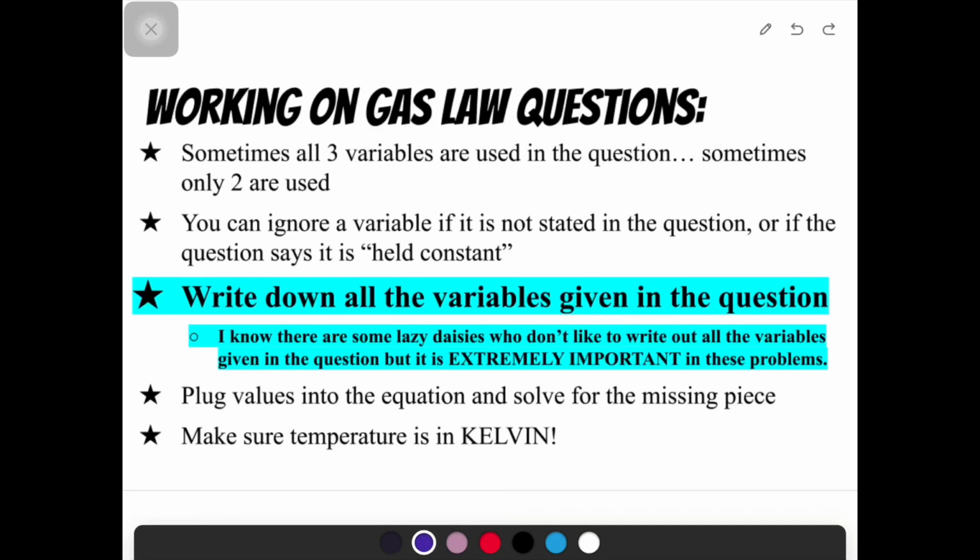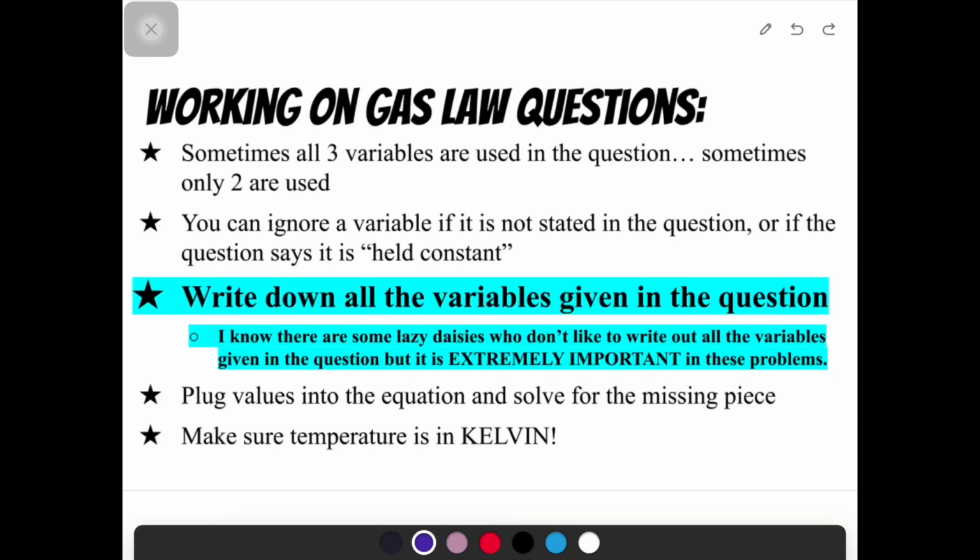Now we're looking at how to do problems with the gas laws. I'm going to show you a few examples, but let's go over these parts first. Some questions will have all three variables, so it'll mention the pressure, temperature, and the volume. Or sometimes it will only mention two of them.